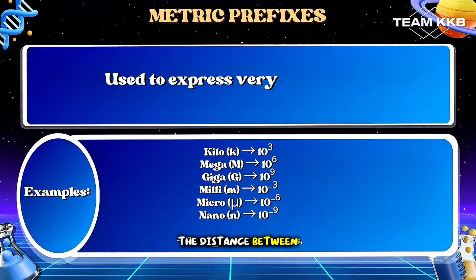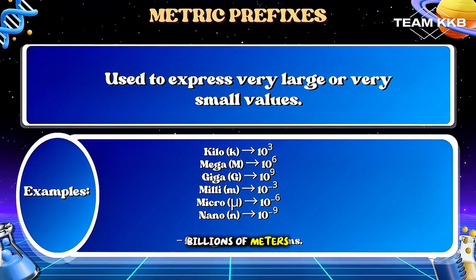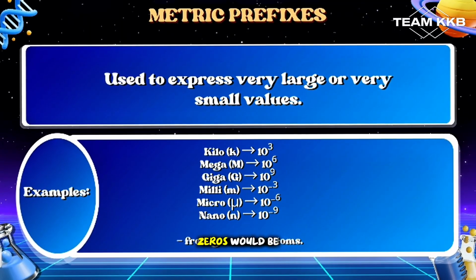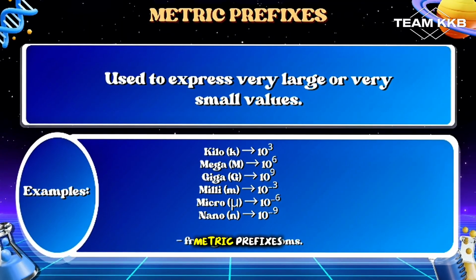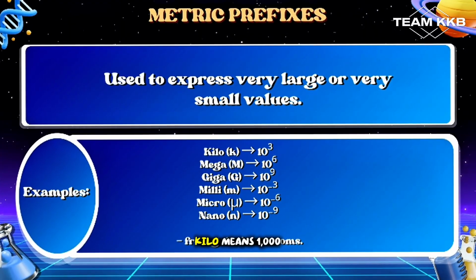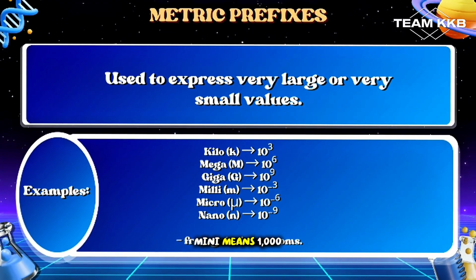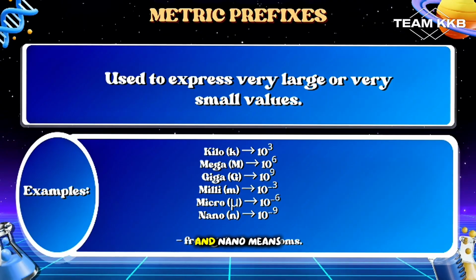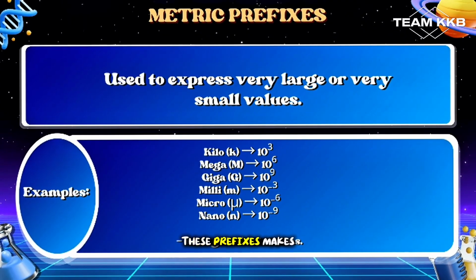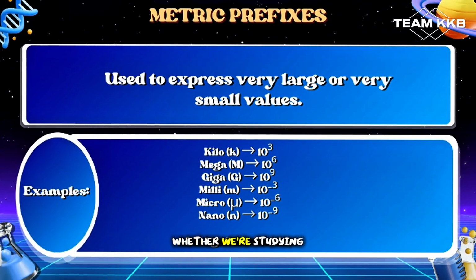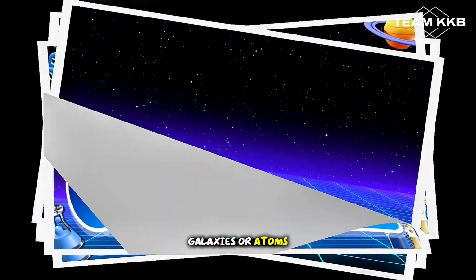The distance between planets can reach billions of meters, while the size of an atom is measured in nanometers. Writing all those zeros would be impractical, so we use metric prefixes, which represent powers of 10. Kilo means 1,000, milli means one thousandth, mega means 1 million, giga means 1 billion, micro means one millionth, and nano means one billionth. These prefixes make it easier to express and convert values, whether we're studying galaxies or atoms.